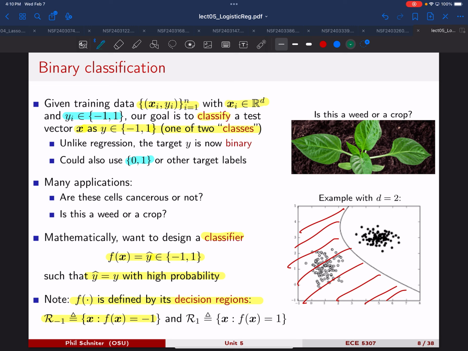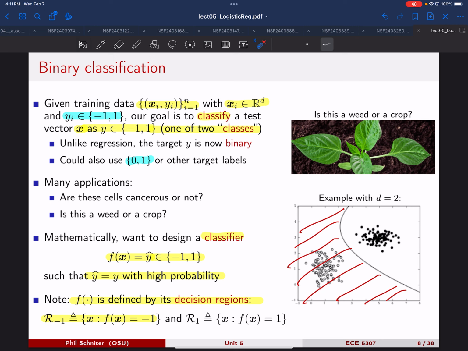Okay, here we go. So we're starting our discussion of binary classification, and in binary classification, we have training data of XY pairs, just as before. XI has D features, but now the targets YI are going to be binary. So typically we're going to think about 1 and minus 1 or 0 and 1. It doesn't really matter. It's just sort of a notation. It affects some of the derivations, but we'll mainly focus on 1 and minus 1.